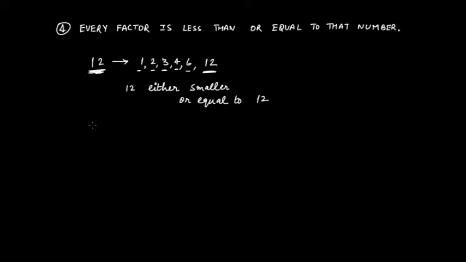Even if you take 10, what are the factors of 10? They are 1, which is always a factor of every number, then 2, then 5, and then 10. So 10 is equal to 10, and 5, 2 and 1 are smaller than 10. That is what this point is saying: every factor is less than or equal to that number, and that holds true for every number.